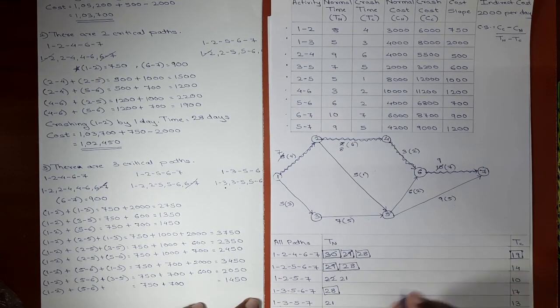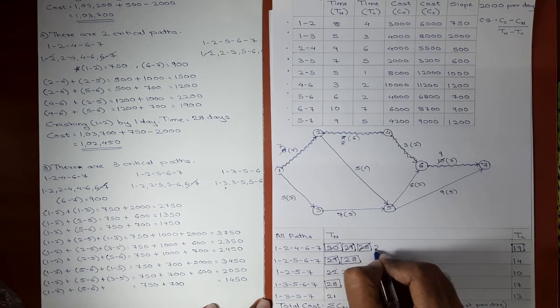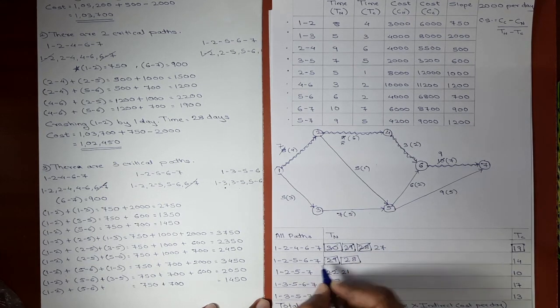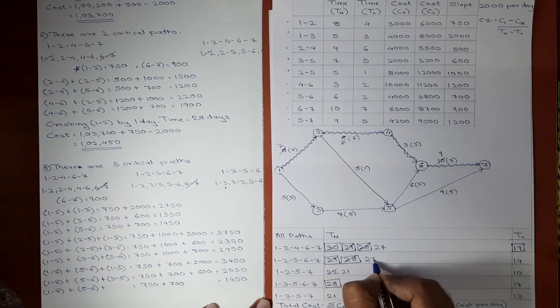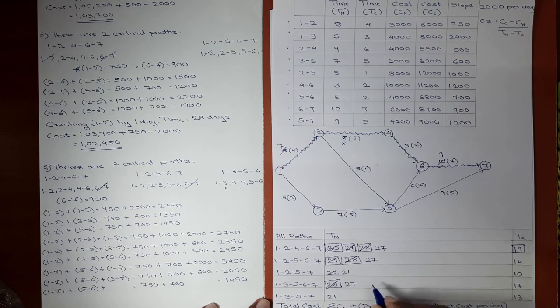Okay, 6.7 comes in which path? In first path, yes it does. So 28 will now become 27. Second path also it comes, 28 will become 27. Third path it does not come. In fourth path, yes, 28 will again become 27. Again we have 3 critical paths.